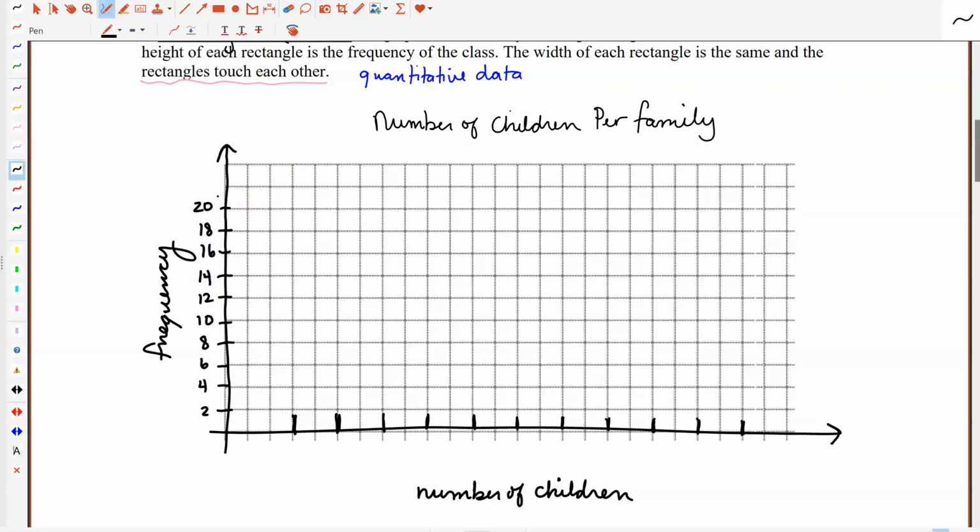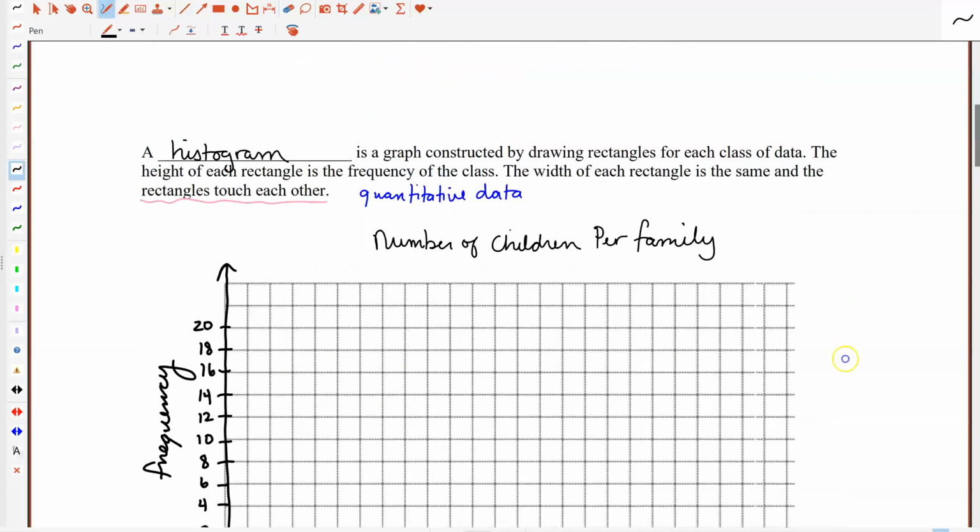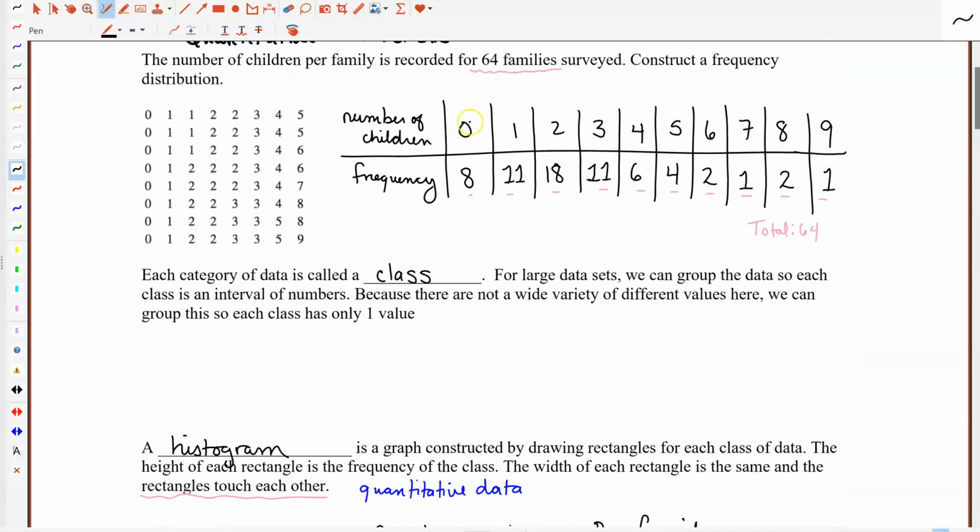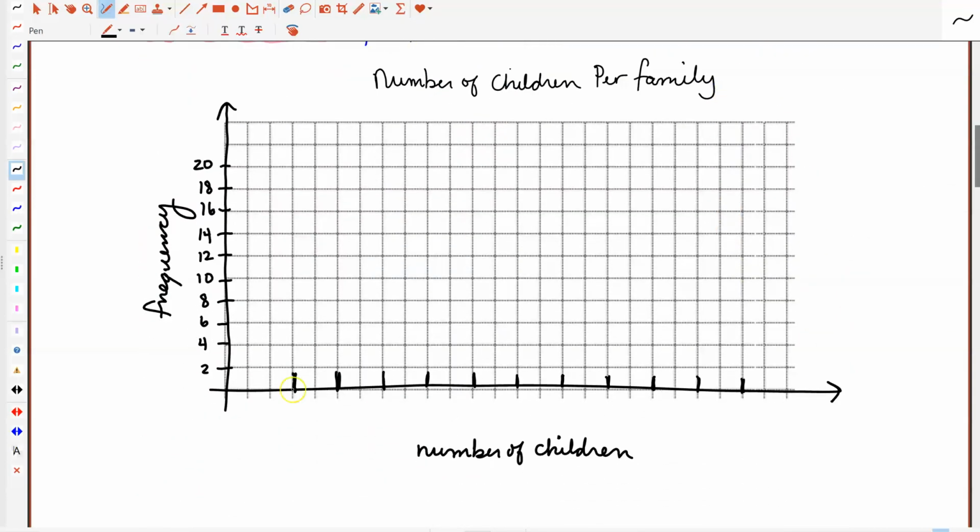All right, so now we can start putting down our bars. My first class, which the data value is 0, has a frequency of 8. So I'm going to draw these lines up until I get to the 8.